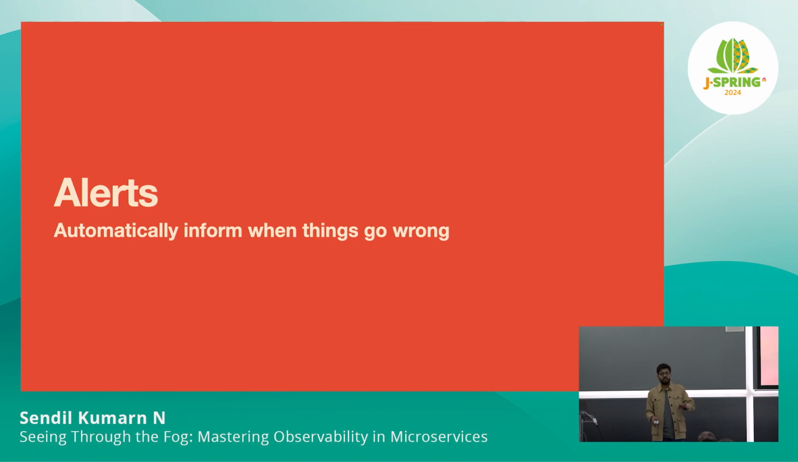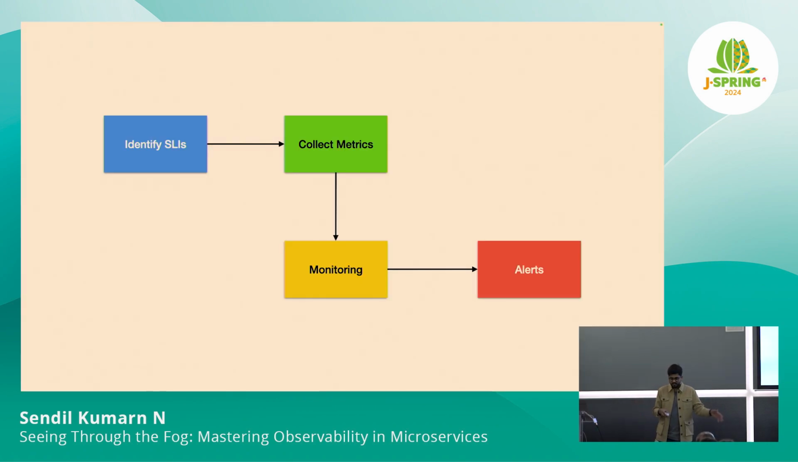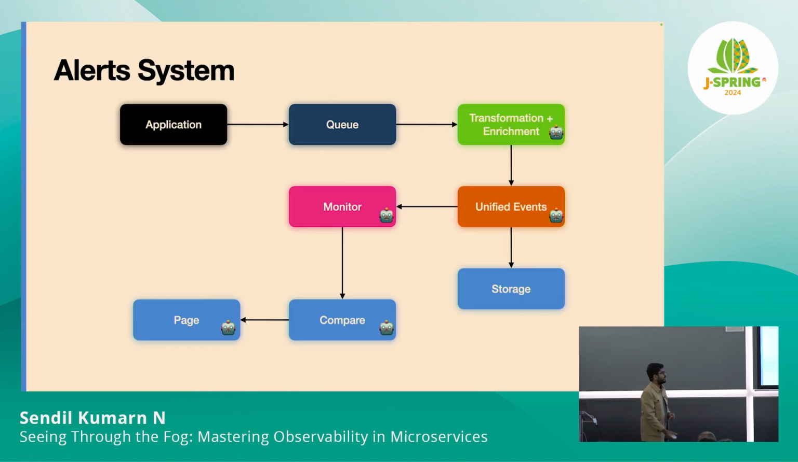Alerting is all about automatically informing you when something goes wrong. You cannot always go and see the metrics dashboard. You cannot always look at your logs to understand what happens in your system. So we have alerts. You identify some SLIs, you collect the metrics, you monitor over them. Again, here you can use AI tools or automated scripts to monitor them, and then you alert on top of it. An alert system is an extension of the metric system, where you monitor, you compare with the baseline that you have, and if something is not correct, you page on it. How many of you got paged because of a bad deployment that happened on a Friday?